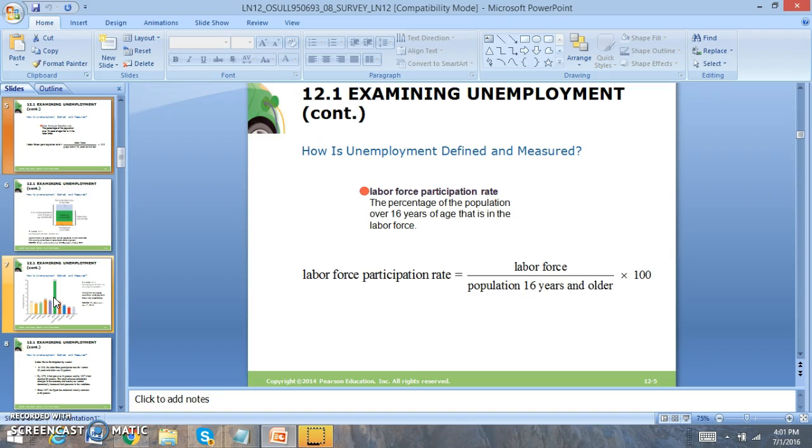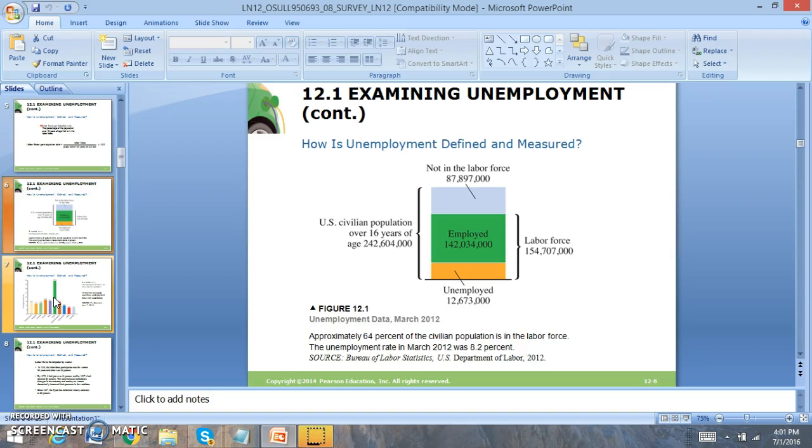When we look at the labor force participation rate, we're looking at the percentage of the adult population that is participating in the labor force, which means the percentage of the population which is either working or looking for a job out of the adult population. If you look at this table, you'll notice that the unemployment is a very small portion compared to the employed and not in the labor force, a very small portion. But we focus on the unemployment rate. That tells us a lot about our economy and how it's doing.